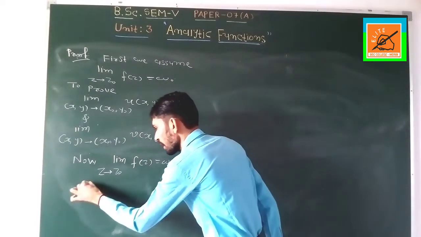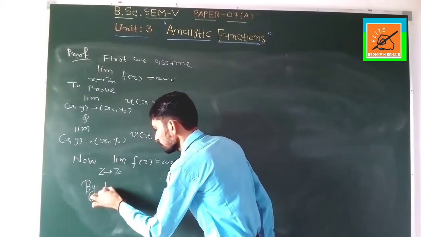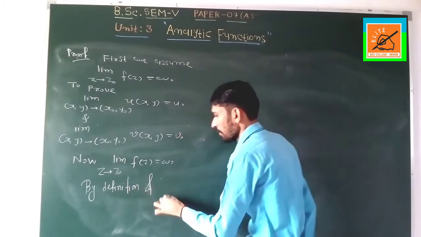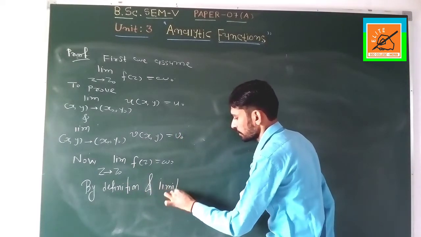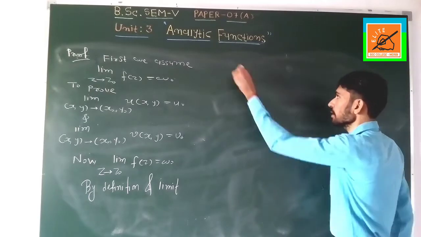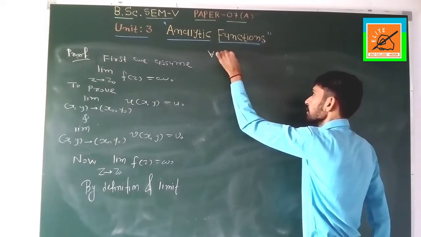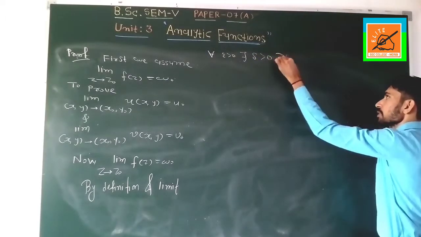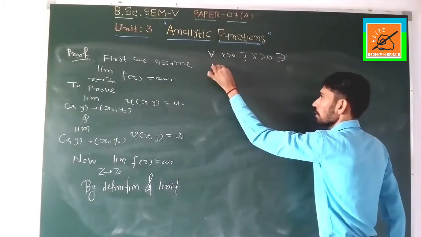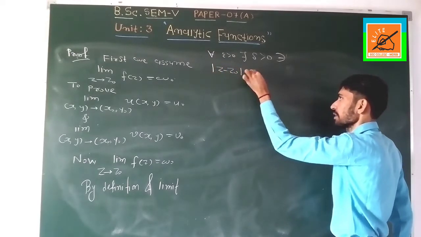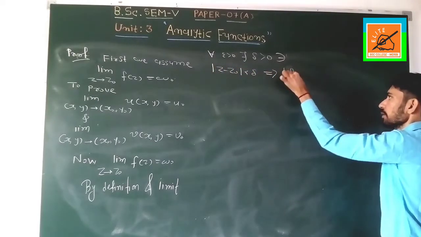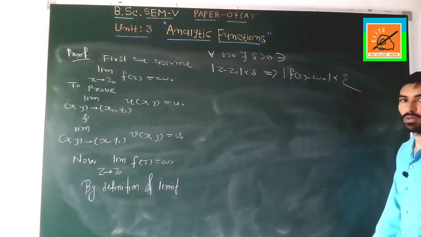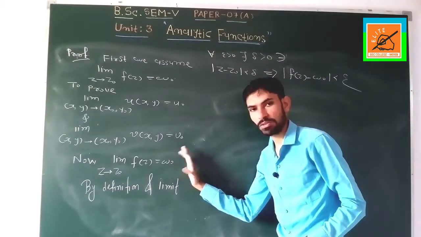So we write, by the definition of limit, for every epsilon greater than 0 there exists delta greater than 0 such that mod z minus z0 less than delta implies mod f of z minus w0 less than epsilon. We just write our definition of the limit.